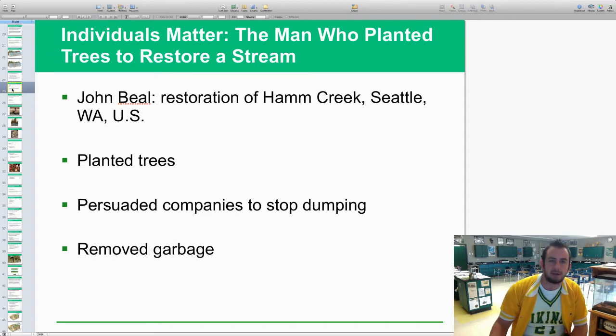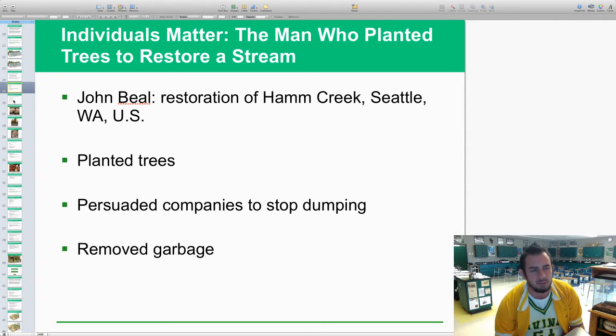His name is John Beal. He restored Ham Creek, a little creek outside of Seattle, Washington. He remembered it being very pristine when he was younger, and it didn't look like that anymore. He planted trees and persuaded companies to stop dumping near that site. He came together with others and removed a bunch of garbage, and now that creek runs clear. Its vegetation has been restored, and the salmon have returned to spawn, which is what he remembers best.